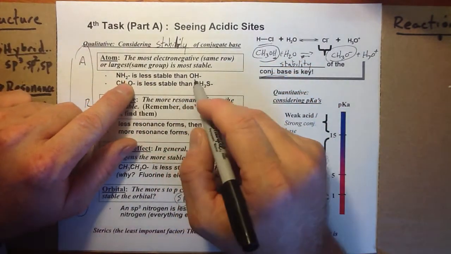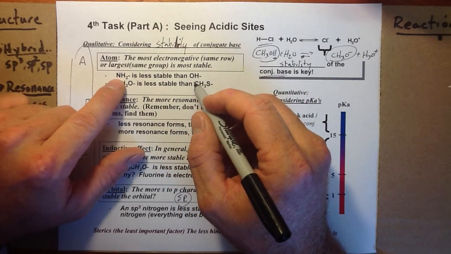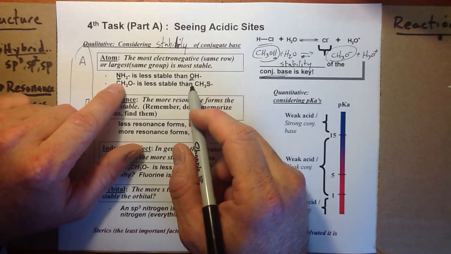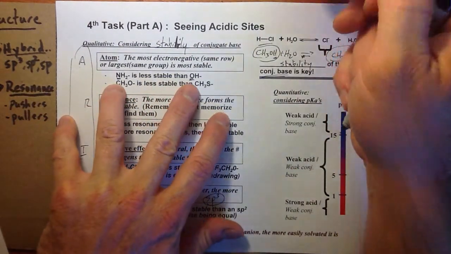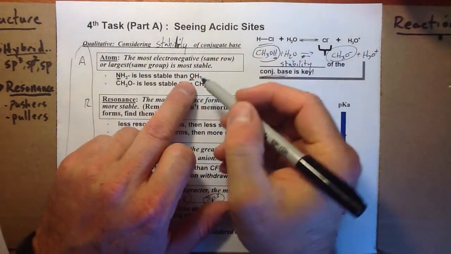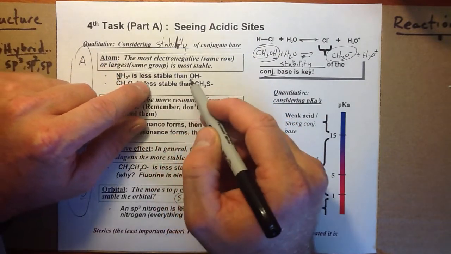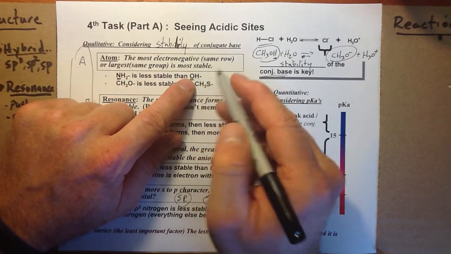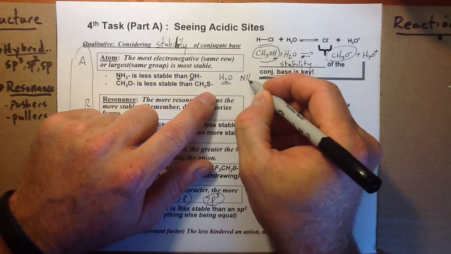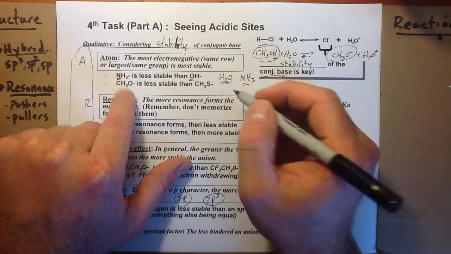So amide, NH2-, is less stable than hydroxide because the atom carrying the negative charge, here the O and here the N, are different. Which one's more electronegative, O or N? I hope you're saying it's the O. So this would be more stable than the nitrogen, and that's how this reads. Amide is less stable than hydroxide. Hydroxide is more stable, so we would expect the conjugate acid, water, to be more acidic than the conjugate acid of amide, ammonia. This would be more acidic.